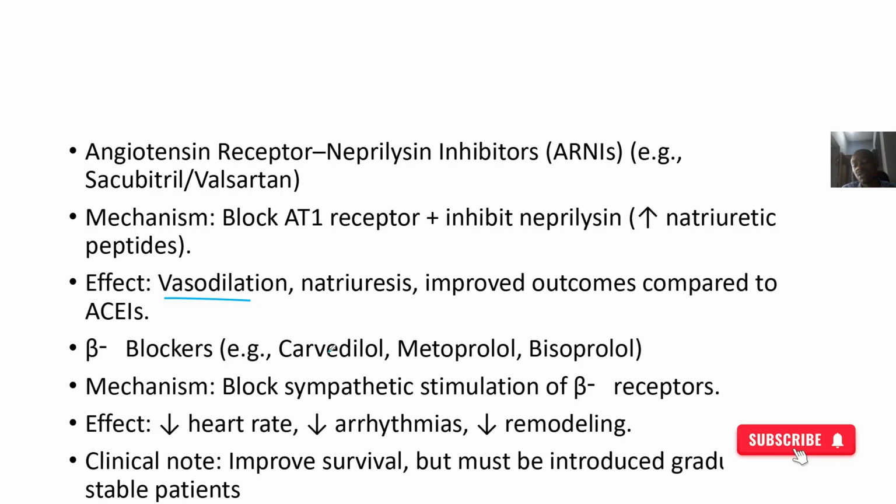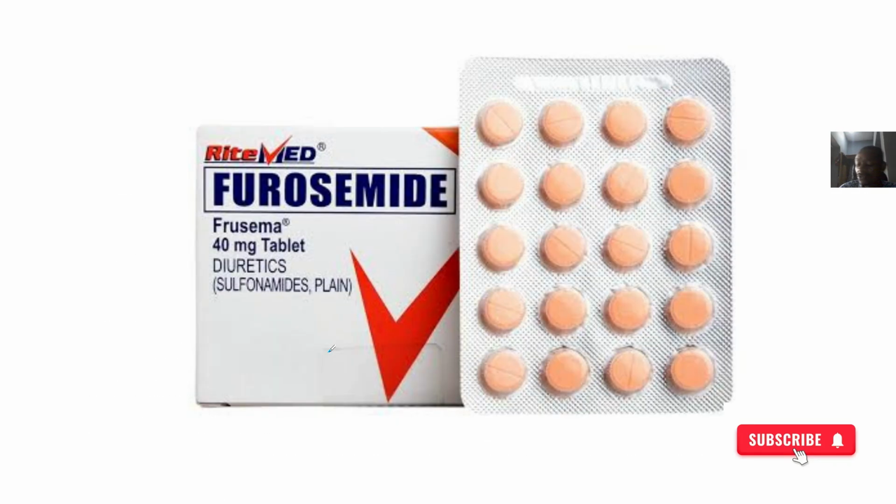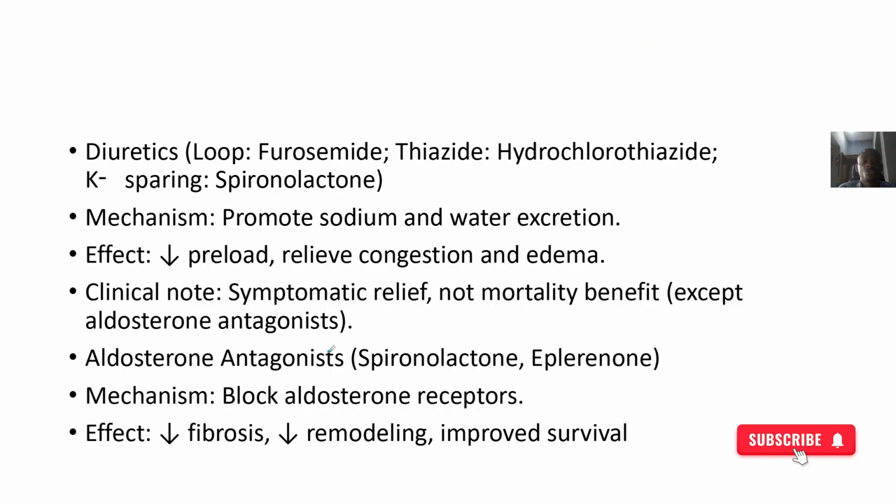Then we have the beta blockers, so drugs like Carvedilol, Metoprolol, Bisoprolol. They block the sympathetic stimulation of beta receptors. They decrease the heartbeat. They decrease all those irregular or abnormal heartbeats. They also decrease remodeling. Also, primarily they improve survival, right? So we have diuretics. These are there to make sure that in heart failure, where there's accumulation of sodium and water in the system, the sodium and water is put out.